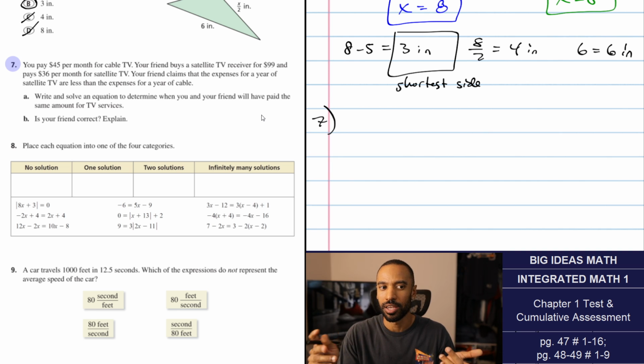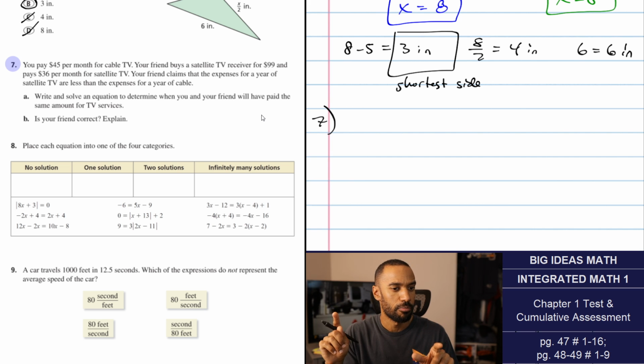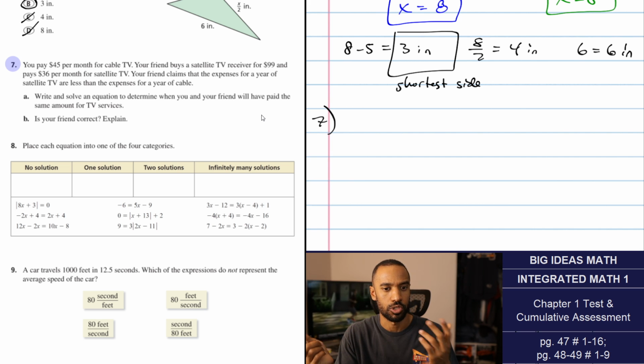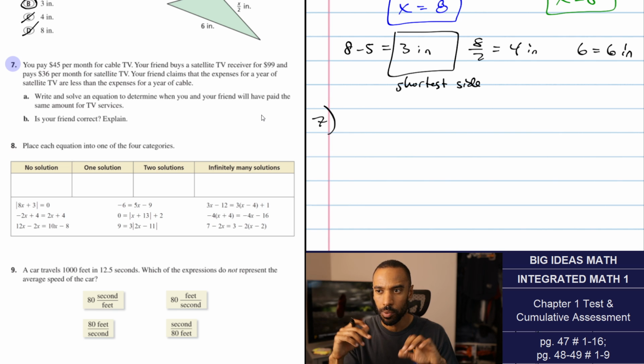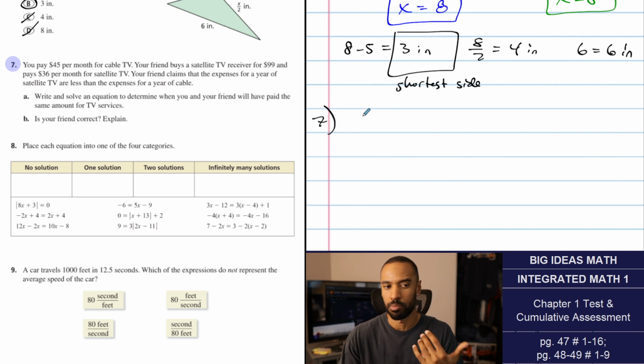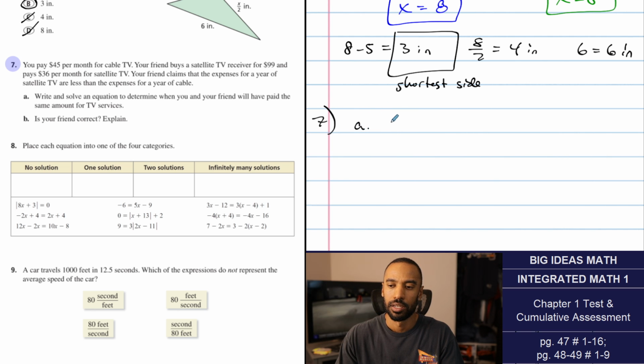Yeah, you have two options because it talks about the per month thing. We could plug in 12 months for each of these things and figure out which one's going to be more or less. Here we're going to solve for x and figure out when they have the same amount. Number one is their request. Number two, we should be practicing algebra. So for part A, write and solve an equation for when we'll have paid the same amount.